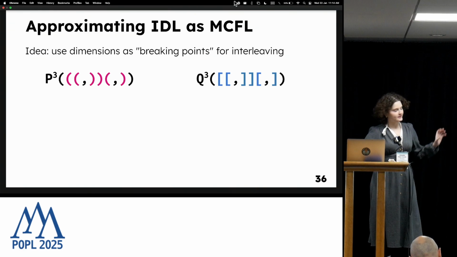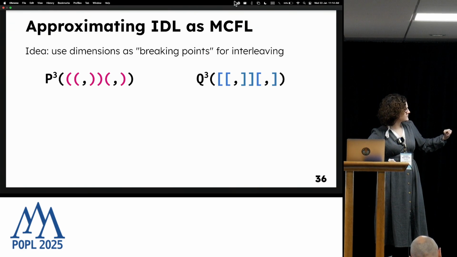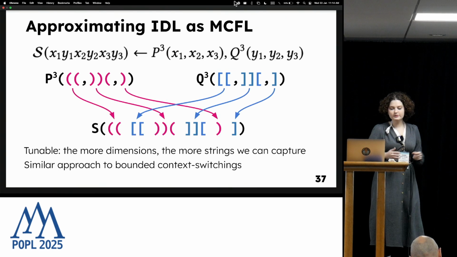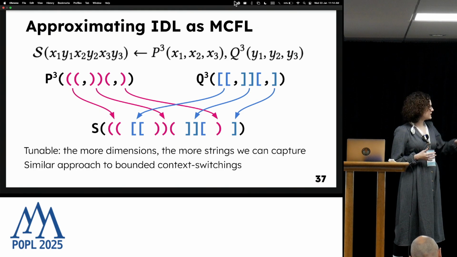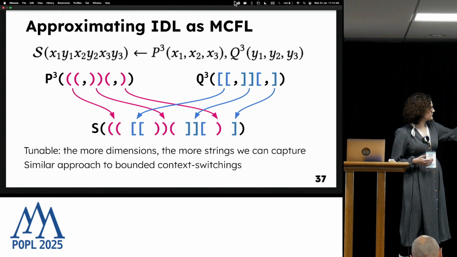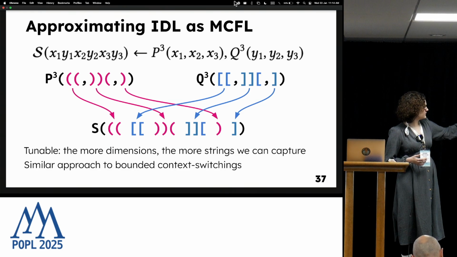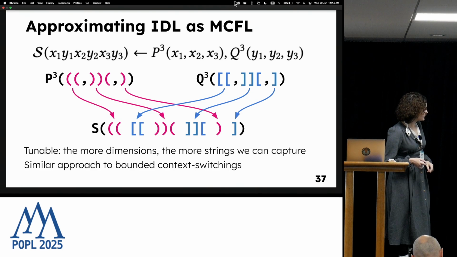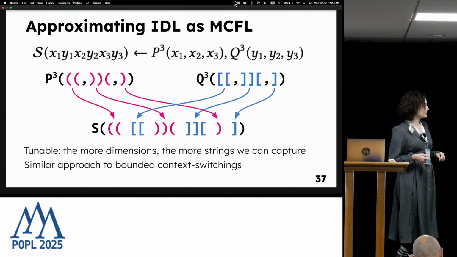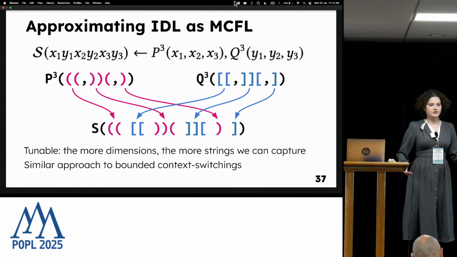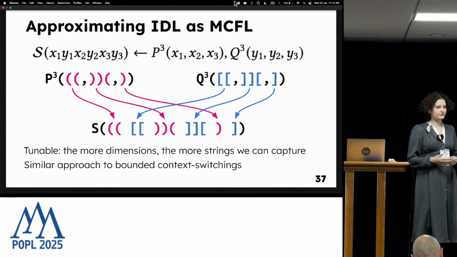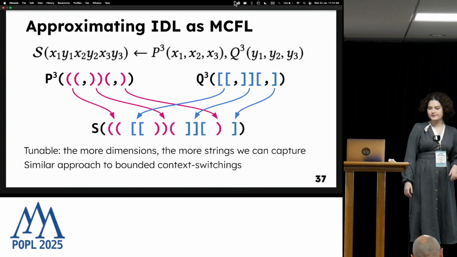Now that we have this predicate that recognizes parentheses broken into pieces and bracket strings broken into pieces, we can define a rule to interleave them, right? So if P recognizes x1, x2, x3, and Q recognizes y1, y2, y3, we can just alternate them in our final string. Notice that this also has an interesting feature in that we defined a tunable grammar. The more dimensions, the more breaking points we can afford, and therefore the more complicated strings we can express.